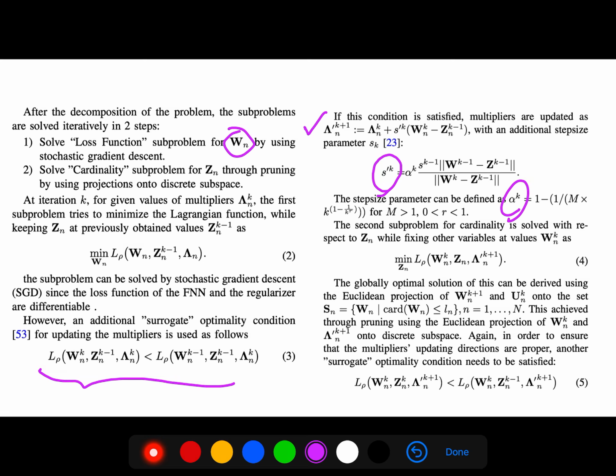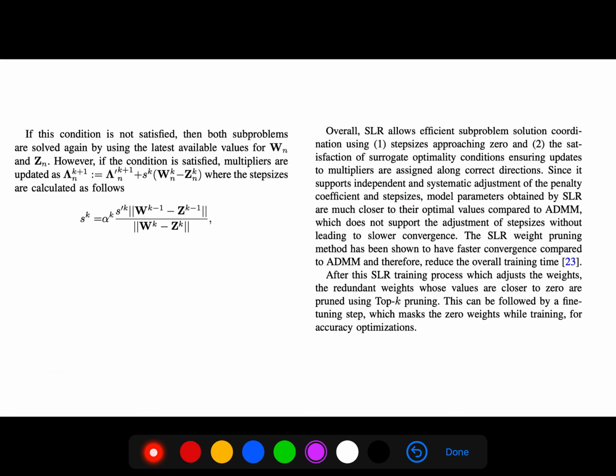This is beautiful, but it is not biologically inspired. That's why I don't enjoy it. But it's an important paper. If this condition is not satisfied, then both subproblems are solved again by using the latest available values. However, if the condition is satisfied, multipliers are updated, where the step sizes are calculated.